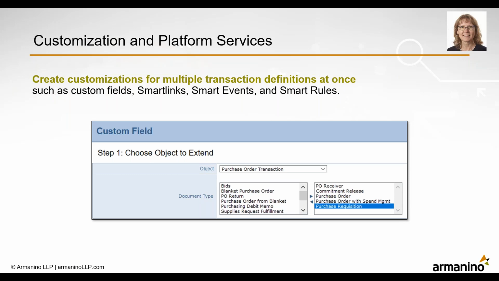Very similar to what you saw in the custom report writer before, where you could create a custom report, and when you created the report, you could pick which transaction definitions would be available for that particular report. So that's what they've done here in smart rules and smart events. When you set up a smart rule or a smart event or smart link, you can say, all right, where, and fields, custom fields, which is a big one. Where all do I want this to go? So you can add that custom field to all of your transaction definitions at the same time.